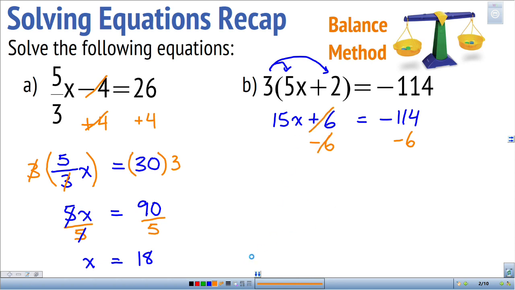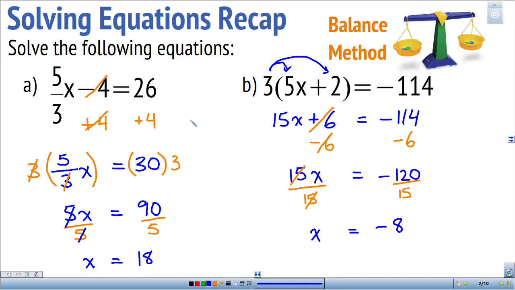So those two will subtract away, leaving me on the left side of the equation 15x is equal to, and then on the right-hand side we have negative 114 take away 6, which is negative 120. Now 15 is multiplying with x, so we're going to undo that by dividing. We're going to divide both sides by 15. So those are going to divide away. So x is equal to negative 8.